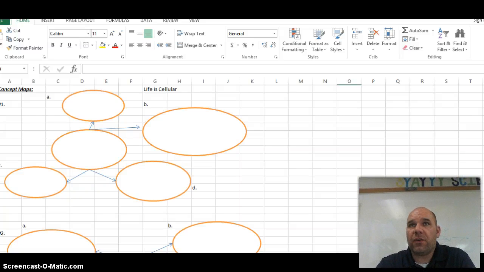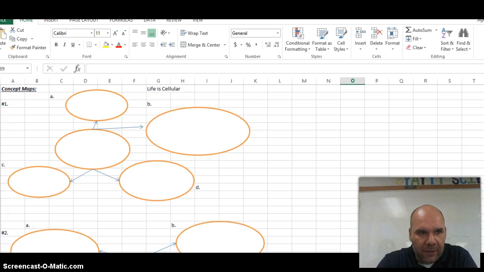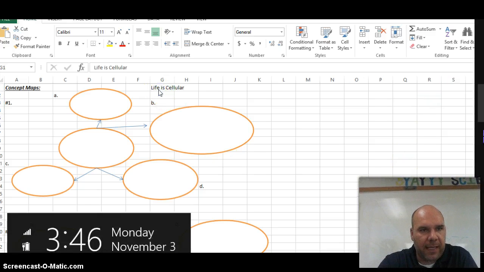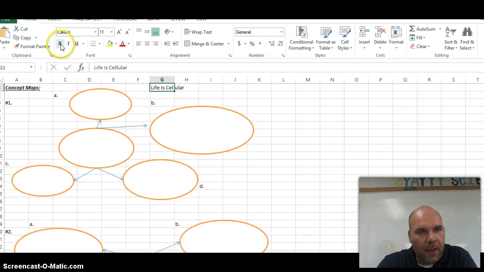These are our notes for Tuesday, November 4th. In your concept map, in your packet, you'll have a couple pieces of information. We'll title these together, so make sure you're paying attention. The title of this concept map should involve Life is Cellular, so write that down at the top of your page. Life is Cellular.